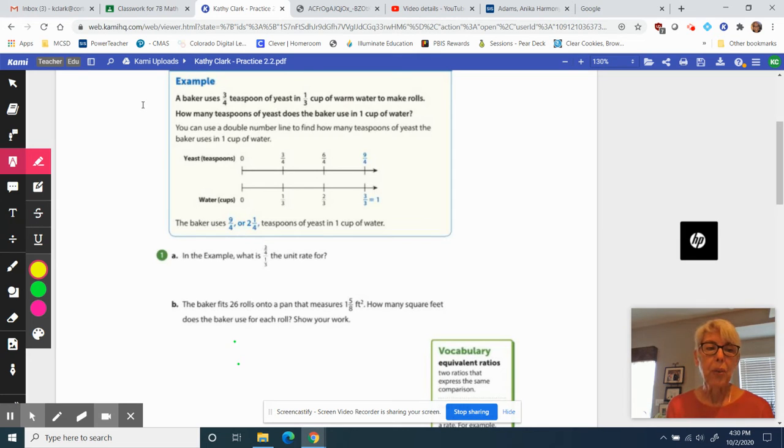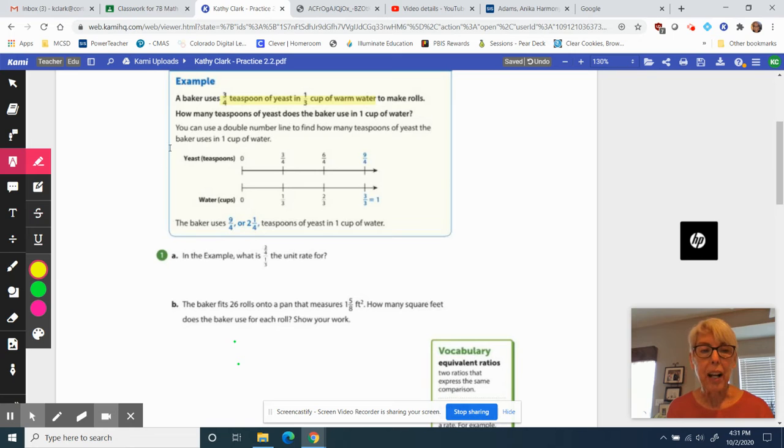problem. So the problem is, a baker uses 3/4 of a teaspoon of yeast in 1/3 cup of warm water to make rolls. I love fresh homemade rolls. I'll bet you do too. How many teaspoons of yeast does the baker use in 1 cup? So I'm just going to highlight those important words and highlighted that in yellow.